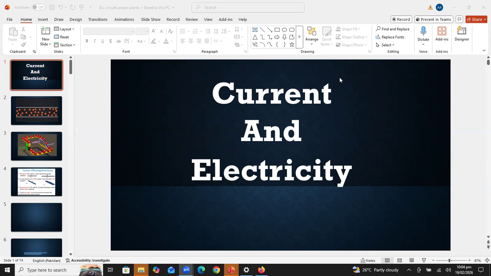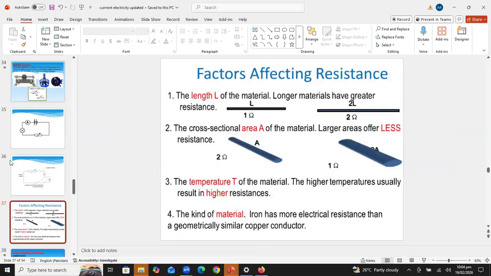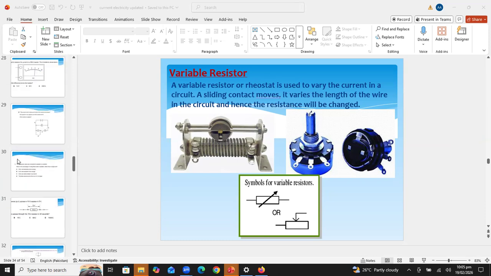Yesterday I started the topic of resistors. What are resistors? Resistors are those electrical components which can resist the electric current in the circuit. Resistance and current are inversely proportional to each other. If resistance is greater, it will resist more current in the circuit, so current will be smaller.